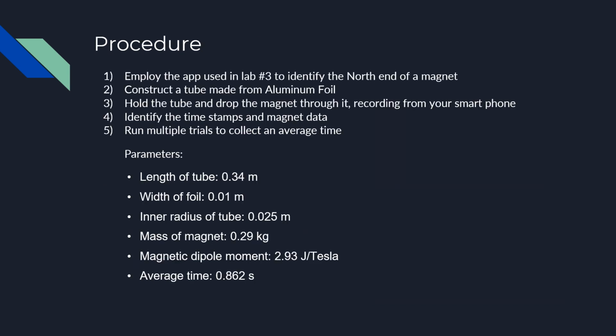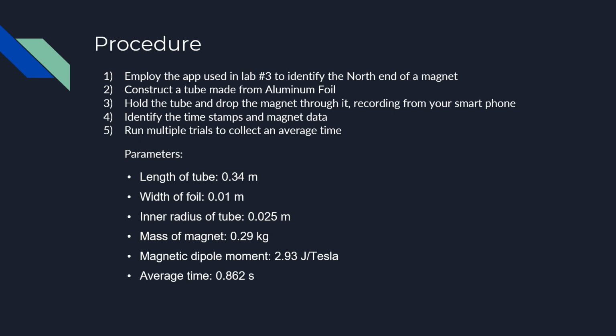So the procedure for this lab was to employ the app we used in Lab 3 to identify the north end of a magnet, construct a tube made from aluminum foil, hold the tube and drop the magnet through it, recording from your smartphone. I propped my smartphone up and then had to hold the tube with one hand and the magnet with the other to ensure that the bottom of the tube was not touching or sitting on a surface.